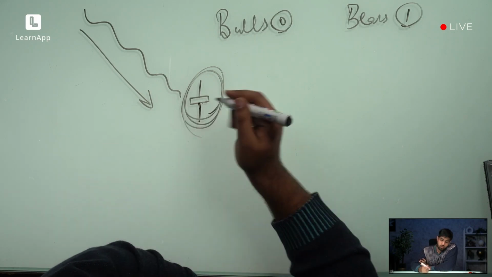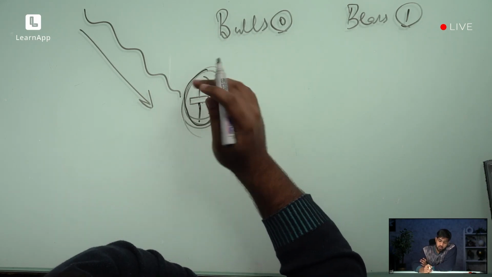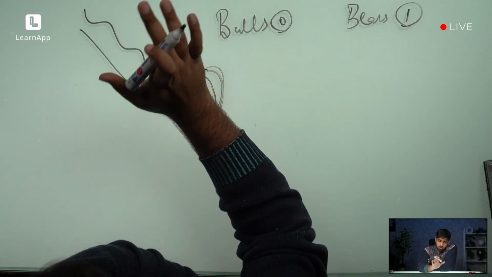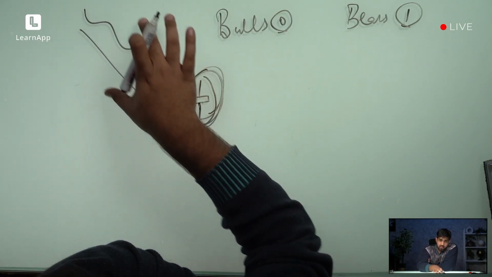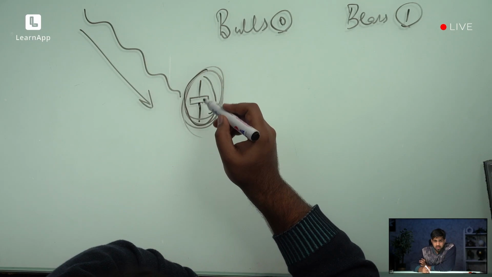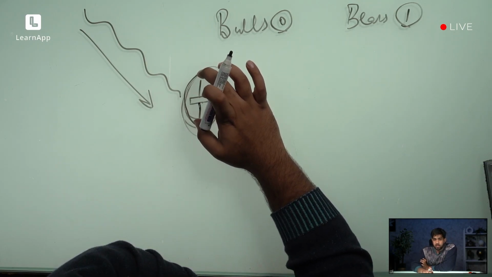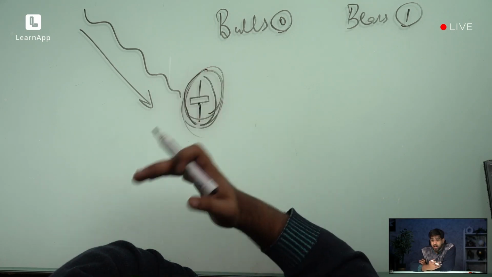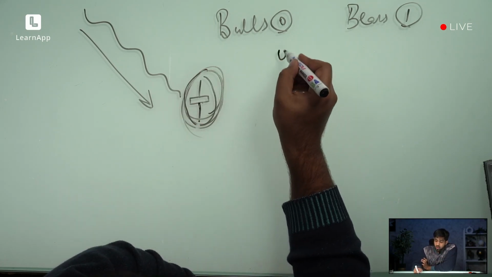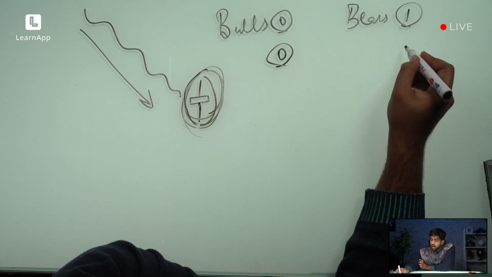Bulls? No. Now don't consider this trend, okay? Just consider this candlestick. Individually, what does this candlestick represent? Any bullish strength, any bearish strength, or indecision? So now 0.2 bulls and 0.2 bears.